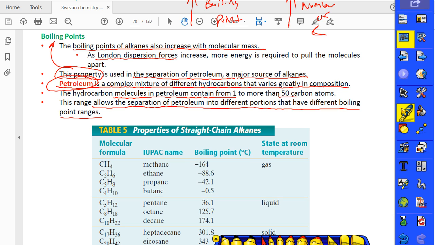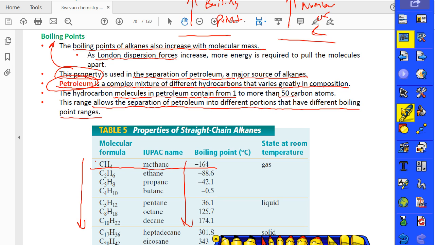boiling point. Because if the number of carbons increases, the boiling point increases. As you see, look at the chart, you can see that. The boiling point increases because the number of carbons increases. So for example, if you have petroleum and try to boil it, you can get CH4 firstly because it has the lowest boiling point.